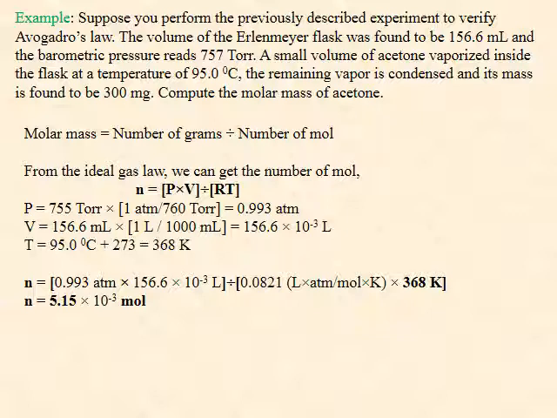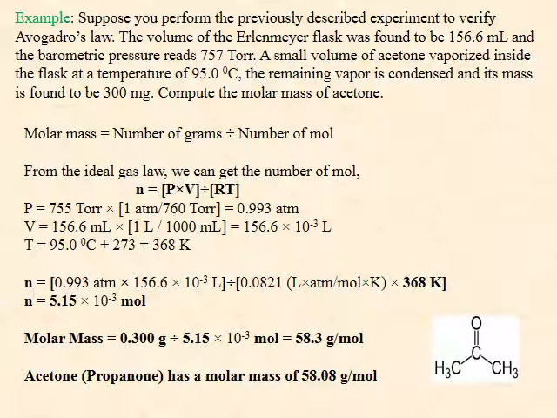For the constant, R, we use 0.0821 liter times atmospheres per mol times Kelvin. This gives our answer as 5.15 times 10 to the minus 3 moles. Finally, we divide the mass of condensed acetone by the number of mol. This gives our answer as 58.3 grams per mol. This is very close to the molar mass of acetone.